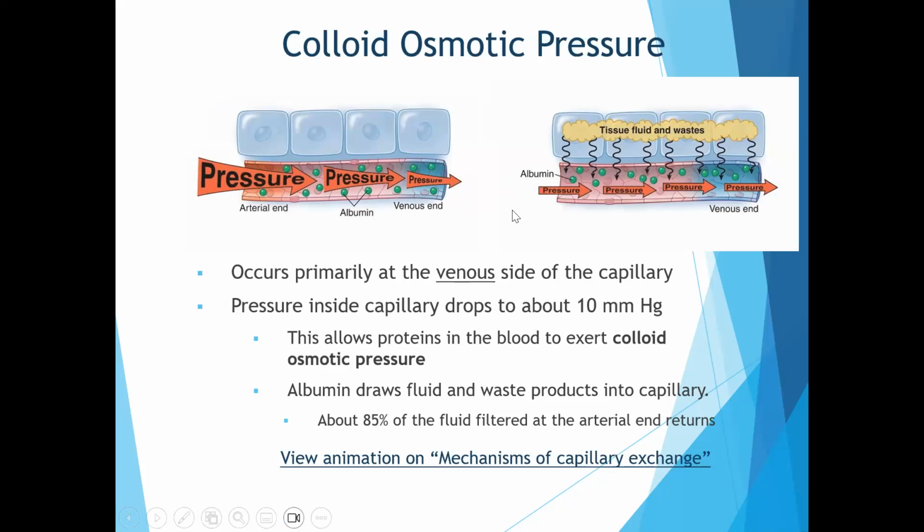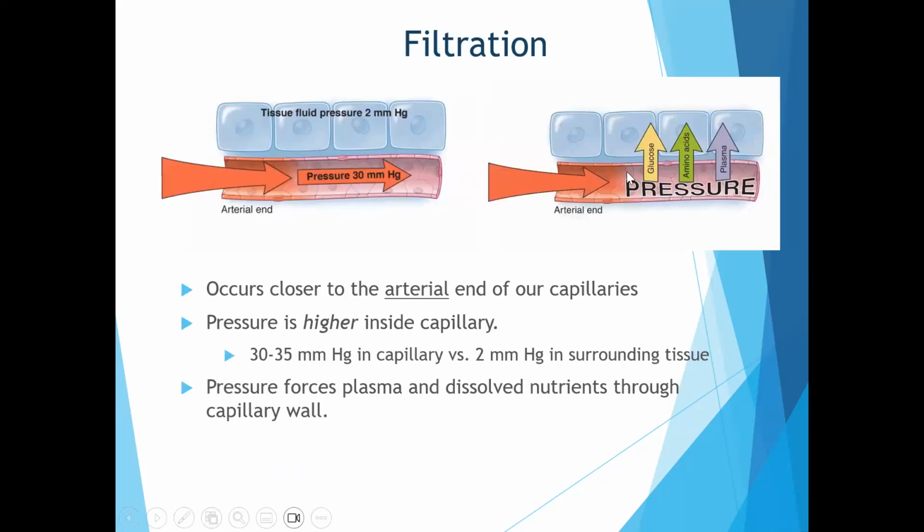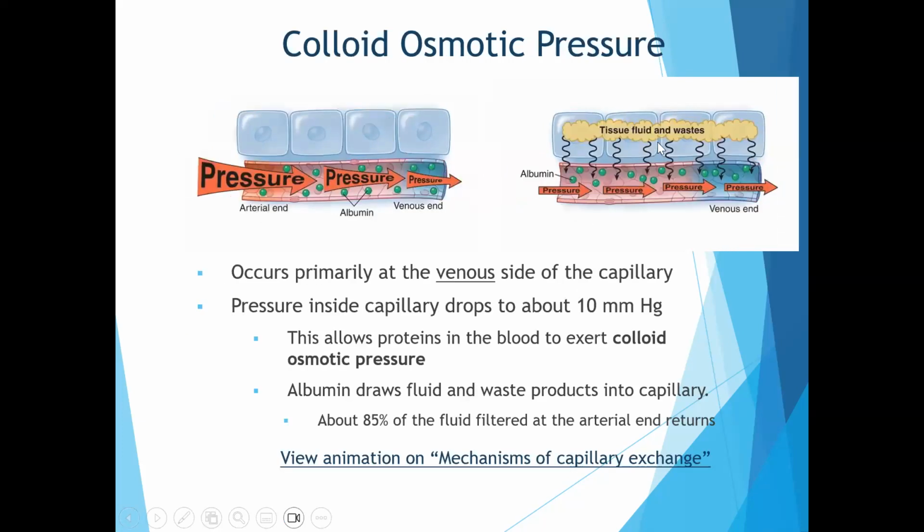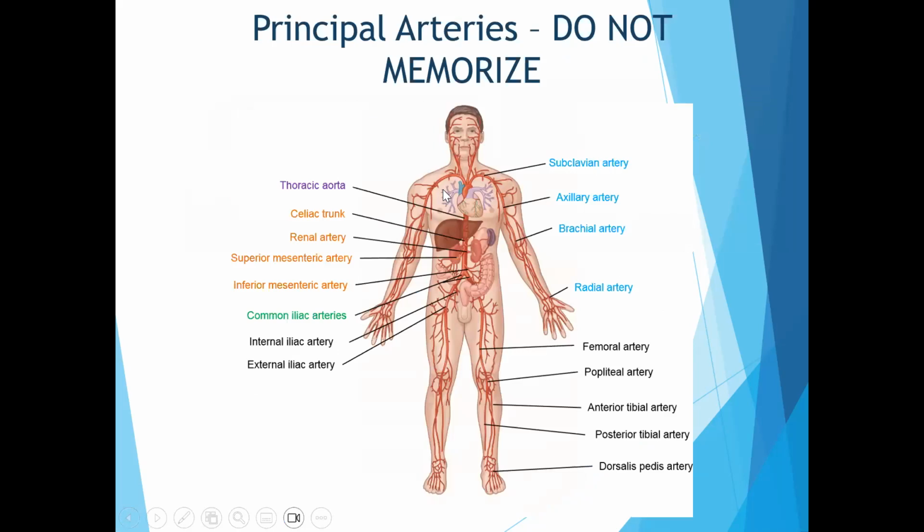And so about 85% of the fluid filtered at the arterial end, so this fluid that's being filtered at our arterial end, about 85% of it is going to come back on the venous end because of this colloid osmotic pressure. And I do recommend watching this animation on the mechanisms. It does help to see the visual of it, I think, and just to hear it one more time in a different way and watch kind of the movement of stuff while you do it.